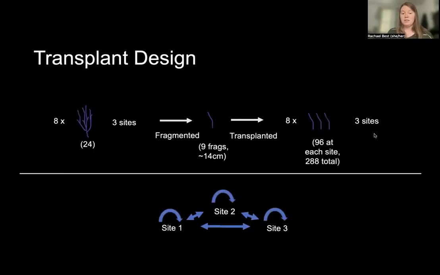So to do this, I conducted a fully reciprocal study where I collected 8 colonies from 3 different sites. And I fragmented each of these 8 colonies into 9 fragments that were roughly 14 centimeters in length. And then I transplanted 3 fragments from each of these colonies for genetic replication back out to all 3 sites for a total of 288 fragments in this study.